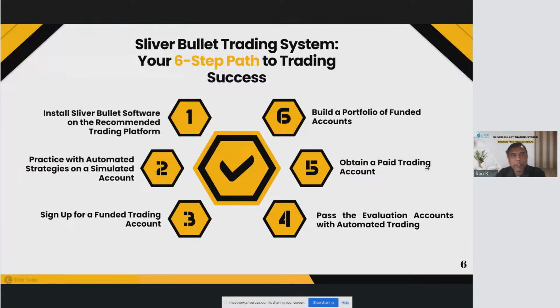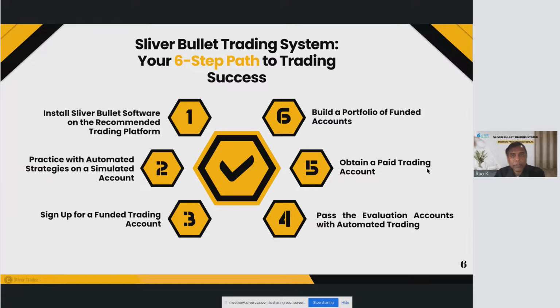But we specialize in a six-step path, which we defined as Sliver Bullet trading system. It includes a strategy. It includes automation through our software. It includes education. Furthermore, it includes the opportunity to get funded. Have a funded account so that you don't risk your own money.